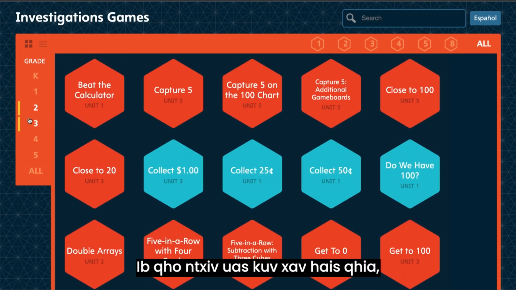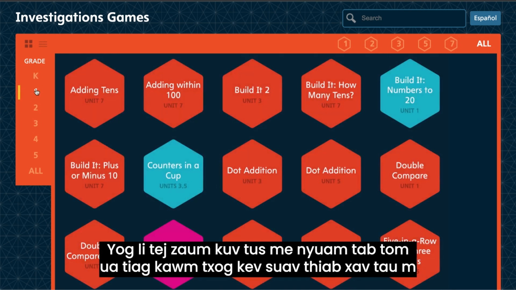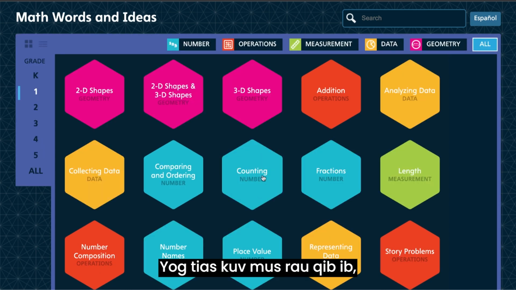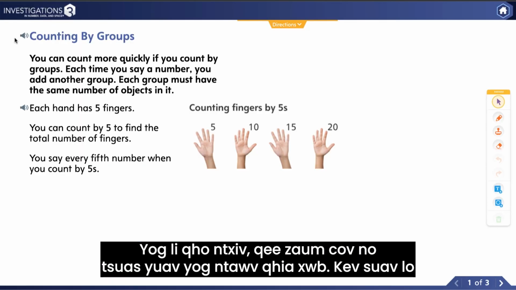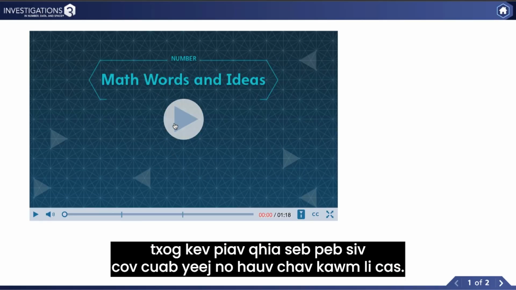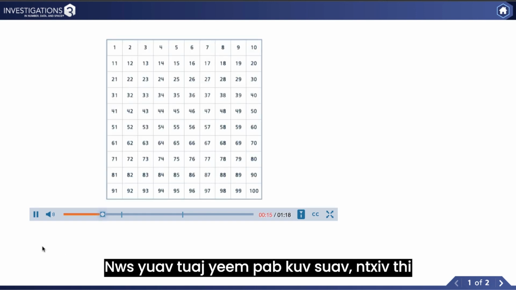One other thing I want to point out, notice that you have all these grade levels on the side. So maybe my child is struggling with counting and needs a little bit of help, and I'm not sure how to help with that. If I go down into first grade, I can find counting in first grade too, like counting by groups. So again, sometimes they're tutorials. Counting by groups. You can count more quickly if you count. And sometimes they're videos. But they always do a great job of explaining how we've been using those tools in class. The 100 chart. It can help me count, add, and subtract.